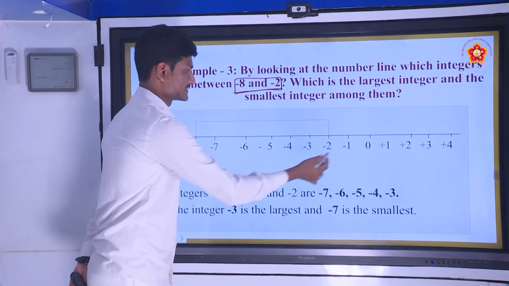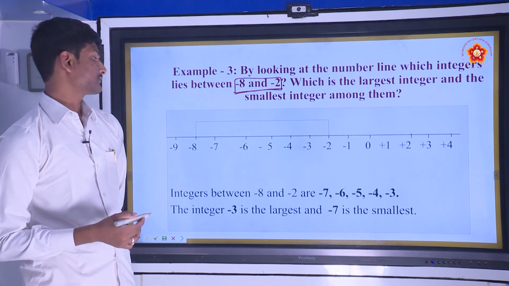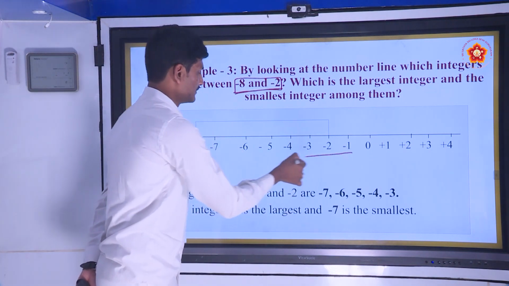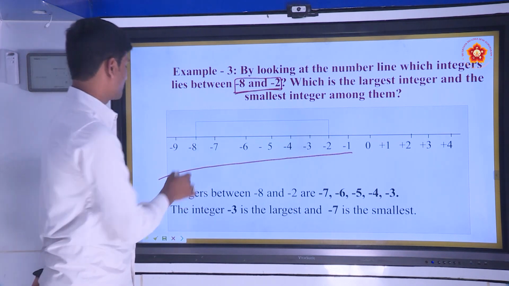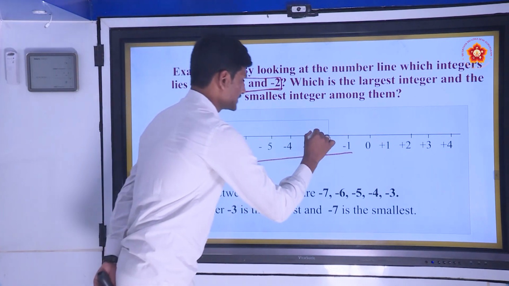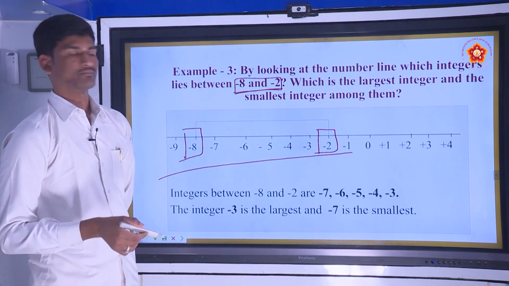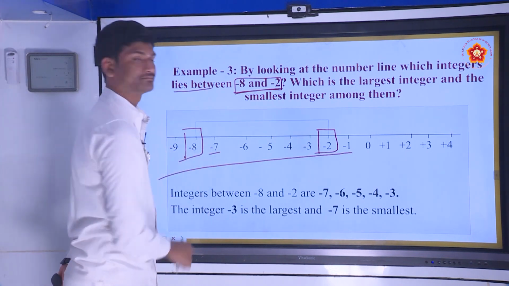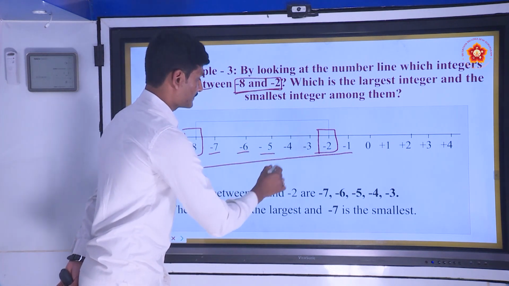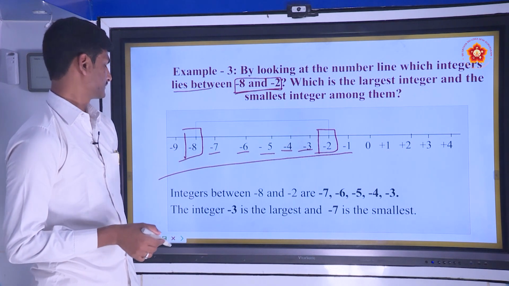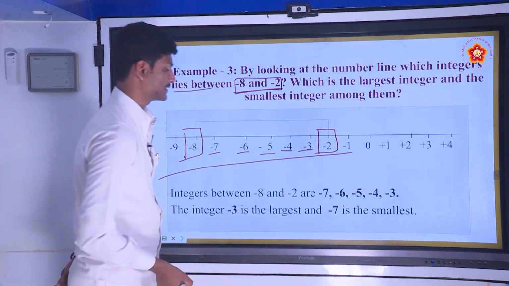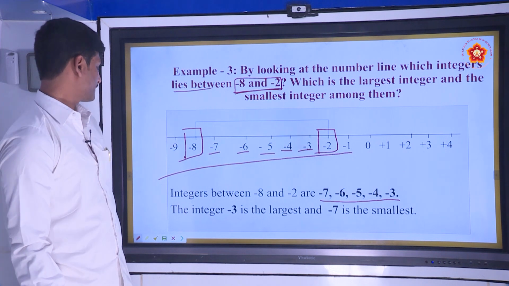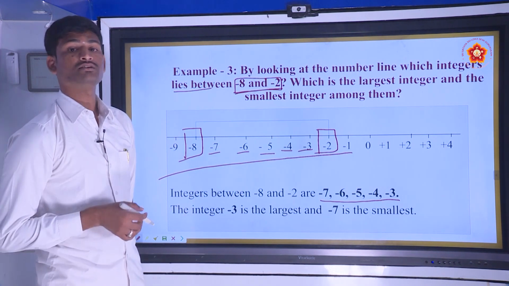These are the negative integers. Negative integers lie on which side? Left side. We start from 0 and move to the left side. Here -8 and also -2. Both are negative integers. The integers between -8 and -2 are -7, -6, -5, -4 and also -3. Right?